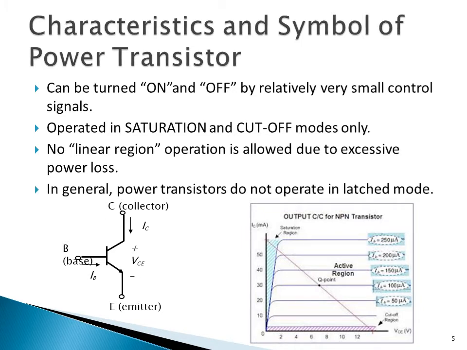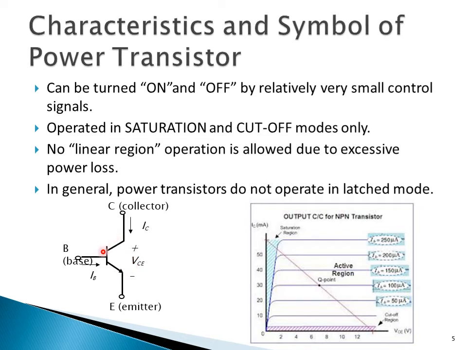In general, power transistors do not operate in latched mode. Another important thing about this is, when I give a base current, the transistor is going to turn on. This is an NPN. So I'm giving a base current and it turns on. If I remove the base current, what happens? It turns off. Unlike an SCR.